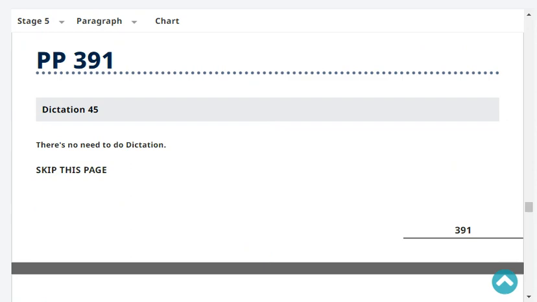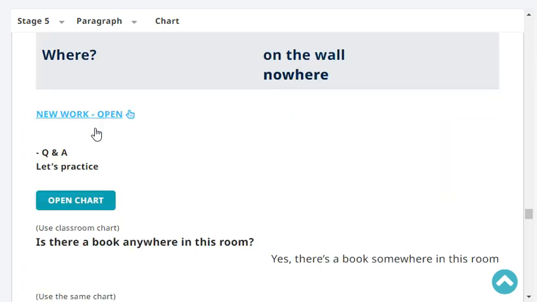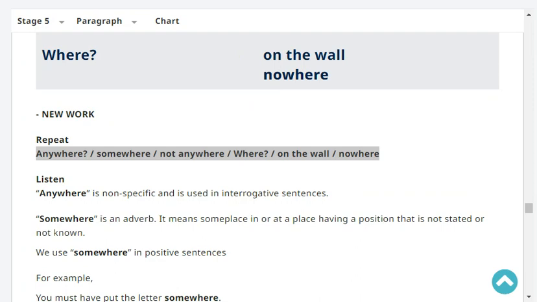Okay, and that's the end of our revision. Let's have new work. Okay, so let's start. Repeat. Anywhere, somewhere, not anywhere. Where? On the wall. Nowhere. Very good. Okay, listen.